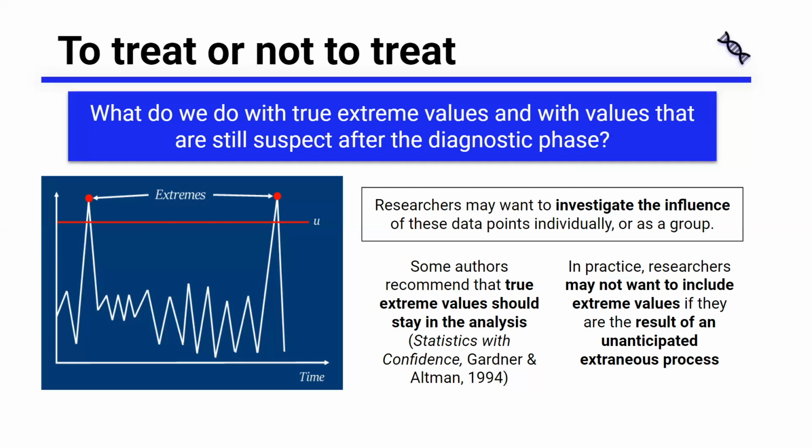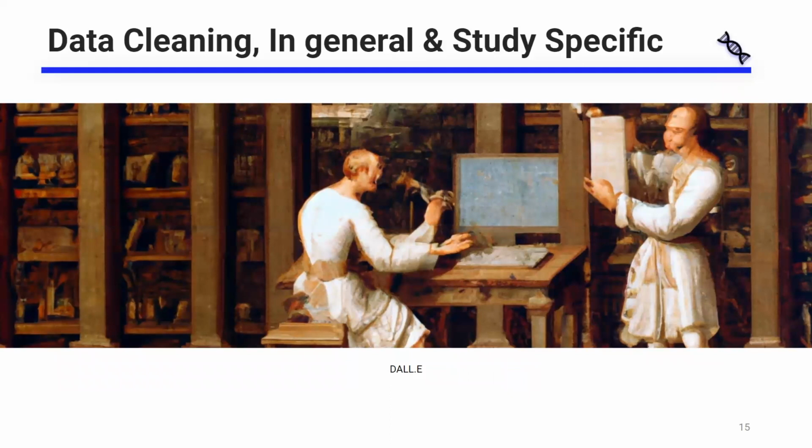So this 1994 textbook by Gardner and Altman suggests that you should keep extreme values in the analysis. But in practice, that's not always going to happen. We're going to want to change our data. Sometimes we normalize it. Sometimes we just fill in missing values. But sometimes what we see is not just normal variation. Sometimes it's just errors in the data collection. As we know, data is collected by humans, so it's not going to be perfect, right? So as a data scientist, you just have to use your best discretion when you're treating these worrisome data points.